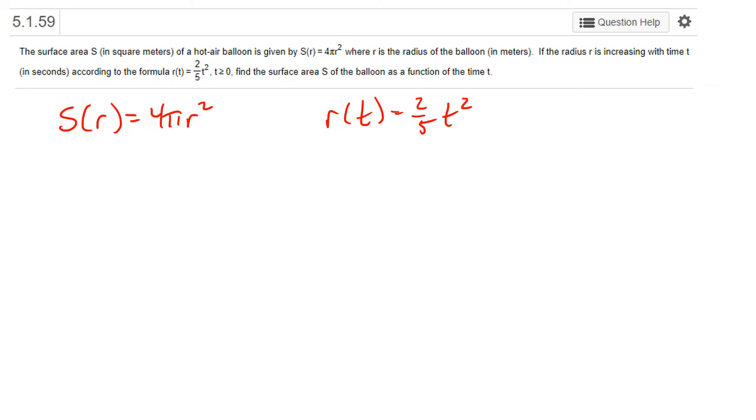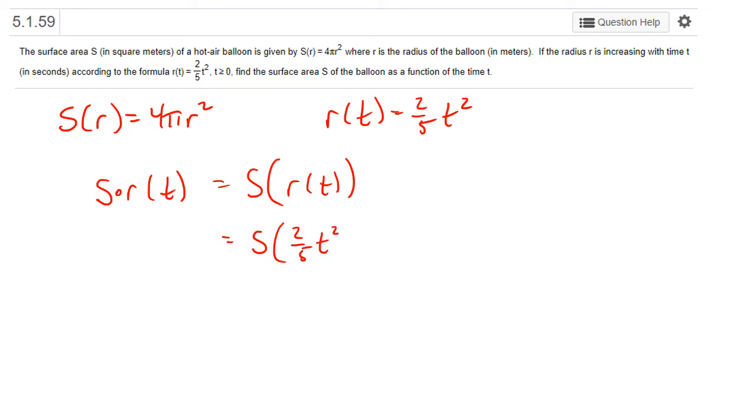Okay. So if I plug in a time, the first thing I'm going to do is compute a radius. Once I've computed this radius, I can use it to compute the surface area. So r of t is 2/5 t squared. Now the function s, as given originally, says s of r is 4 pi r squared. The particular letter isn't so important. It just means s of the input quantity equals 4 pi times the input quantity squared.